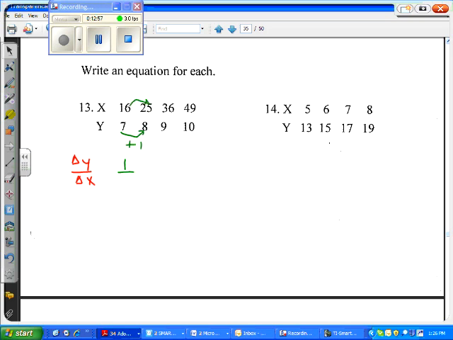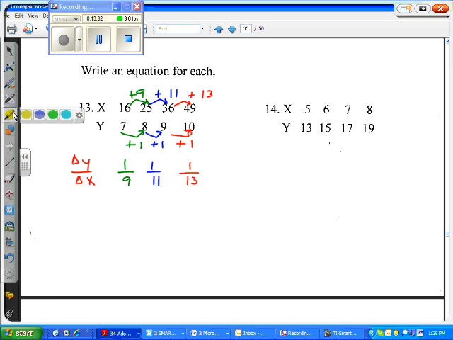The first change in y is a gain of 1. Its change in x is a gain of 9, so we have a 1 over 9. The next change in y is a gain of 1, and its change in x is a gain of 11. And so we get a 1 over 11. Don't forget to put the change in y on top. The next change in y is a gain of 1. Its change in x is a gain of 13, so we have a 1 over 13.